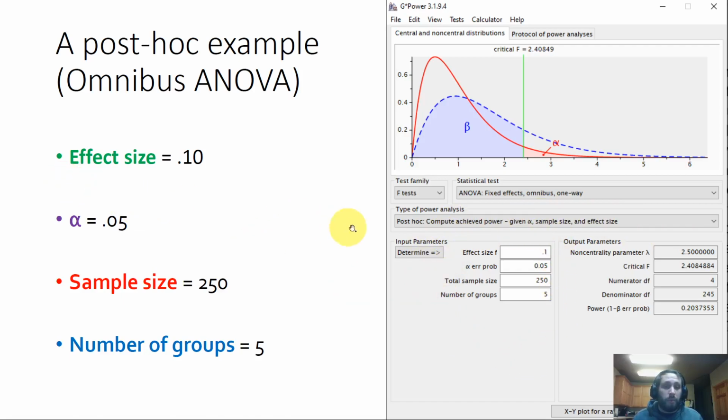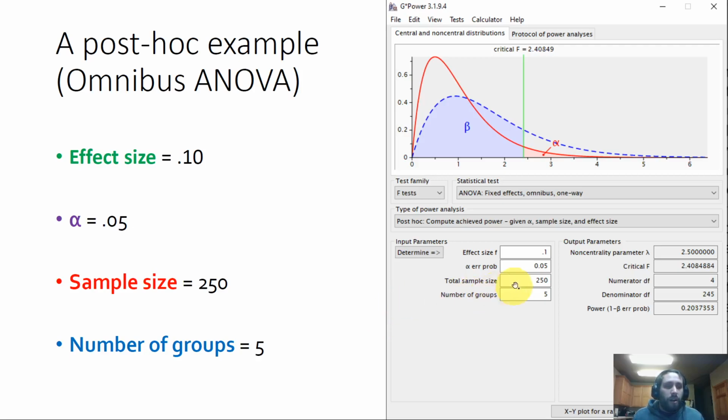So our effect size is 0.1. Our alpha value is 0.05. We had 250 participants in our sample, and there were 5 groups. And that's something that really might be adding to the complexity here, is that there's 5 groups. Remember, study complexity makes it harder to have power. It lowers your power every time you add a group.